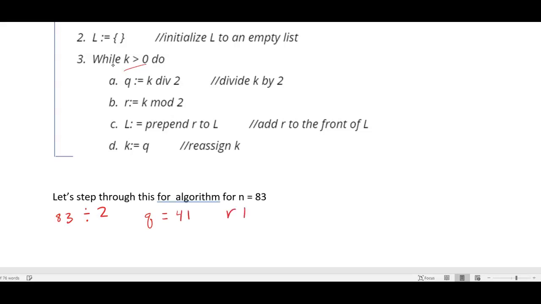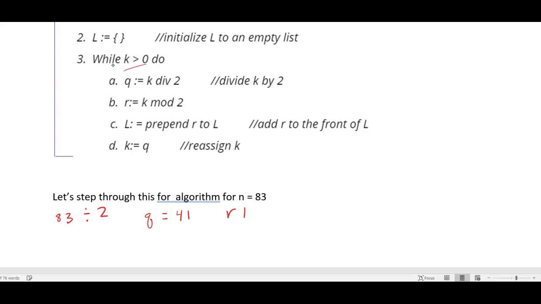Now, when you divide a number by 2, there are only 2 possibilities for a remainder. You get a 1 or you get a 0. That's part of what makes this work. And this works well for bases beyond 2. This is a more generic conversion. You would divide by 3 if you want to do base 3.